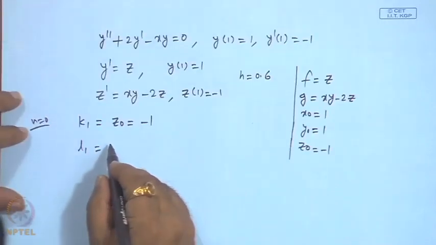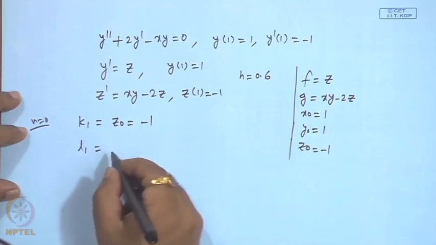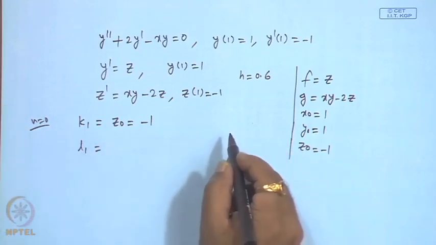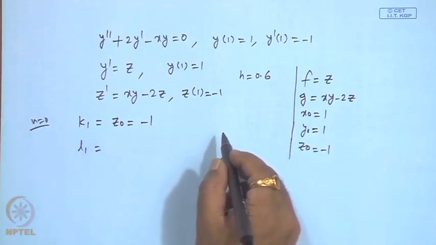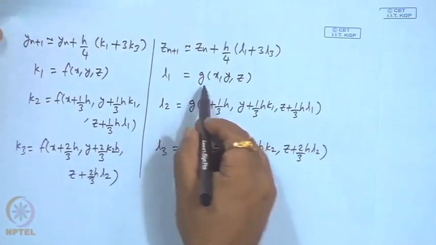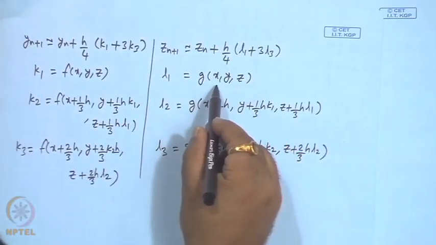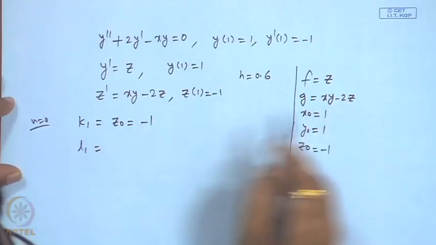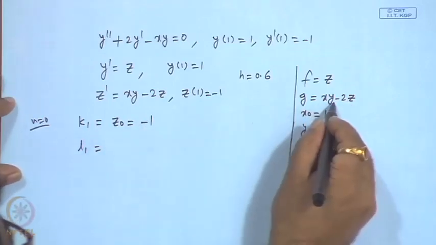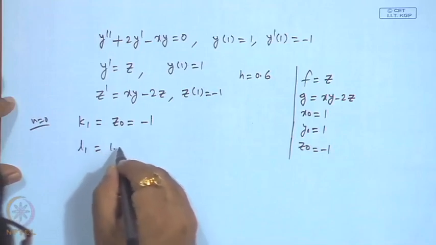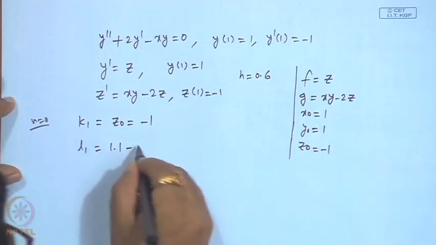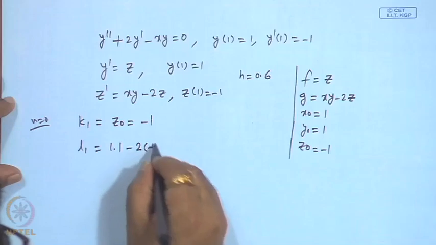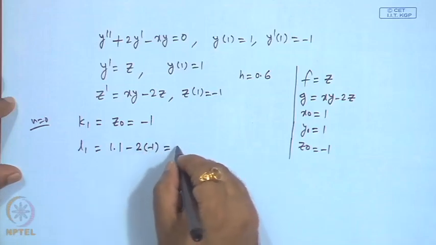So, L 1 is g of x y z. See, L 1 is g of x y z. So, g of x 0, y 0, z 0. Our g was this. Therefore, x 0 is 1, y 0 is 1, minus 2, z 0 is minus 1. So, this is 3.